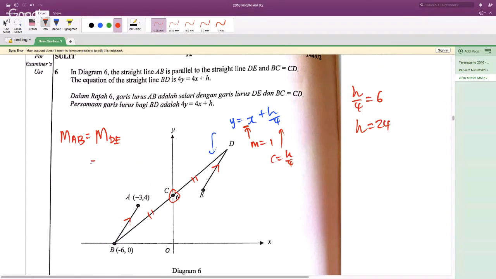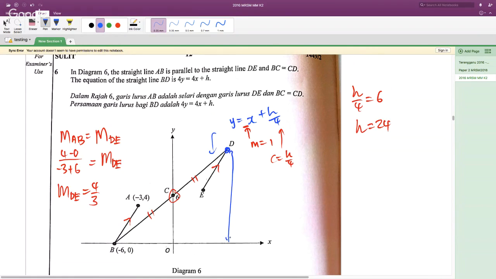So therefore, I will just do something like 4 minus 0 over negative 3 minus negative 6. All right, this is the gradient of DE. So therefore, it should be 4 over 3. Since you have the gradient already, the next thing is you will need to have a point. So I will need to know what is exactly the point here. This one you actually will need some common sense here.